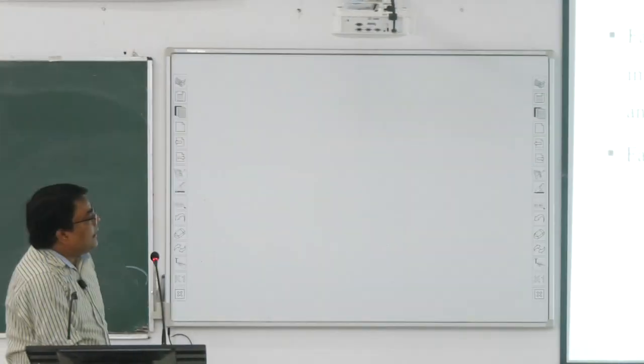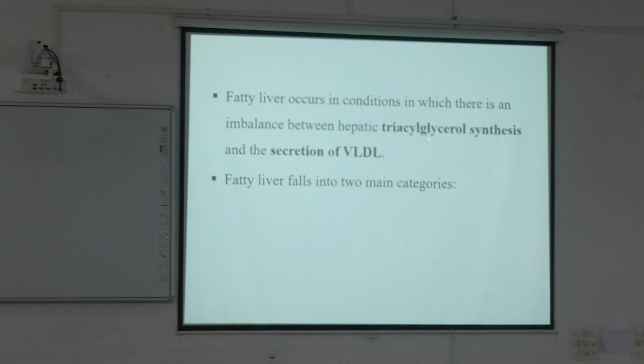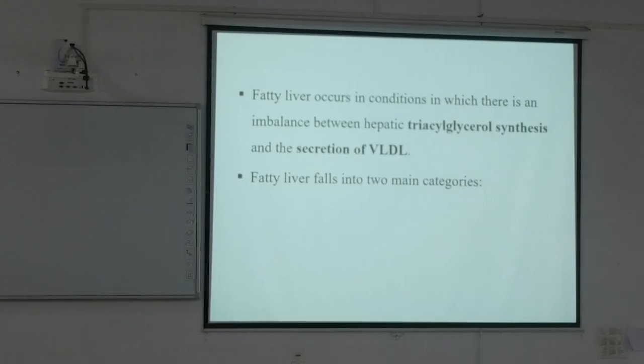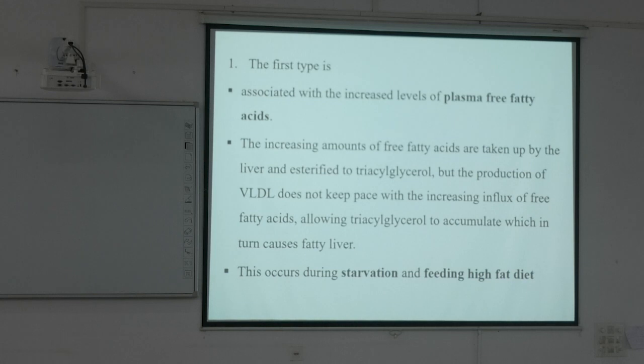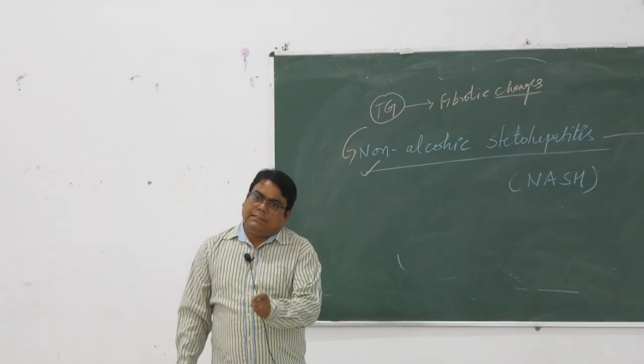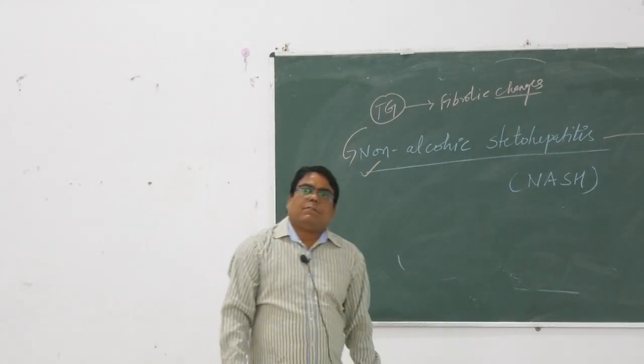Fatty liver is a condition where there is an imbalance between hepatic triglyceride synthesis and secretion of VLDL. It is mainly categorized into two main categories. Okay. Do you understand both of these categories? The first type is that it increases the level of plasma free fatty acids. How does this increase the level of plasma free fatty acids?